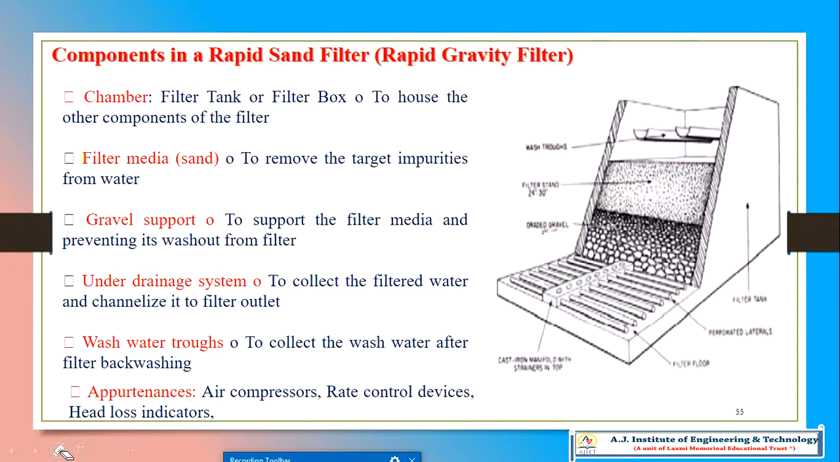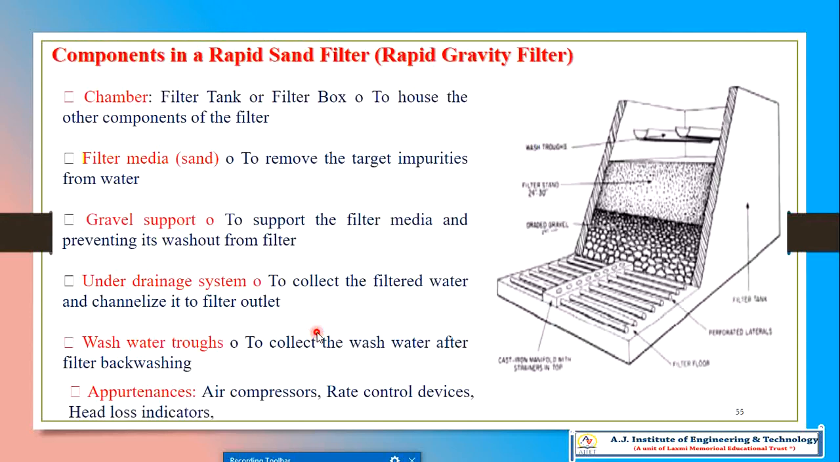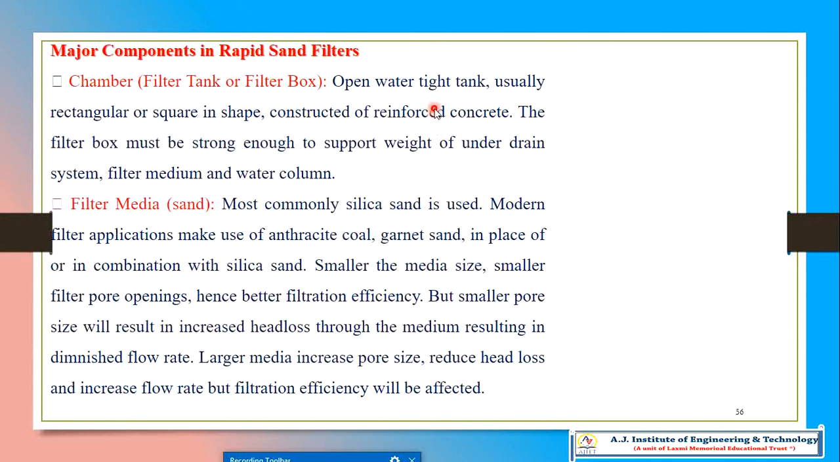So now, in another slide, the major components in the rapid sand filter. That is mainly your watertight tank. You can see it in the figure here. This is the tank, which will be an open watertight tank, usually rectangular or square in shape, constructed of reinforced concrete. The main filter box must be strong enough to support the weight of the under drain system, filter medium and the water column. So here the filter is designed as a concrete structure.